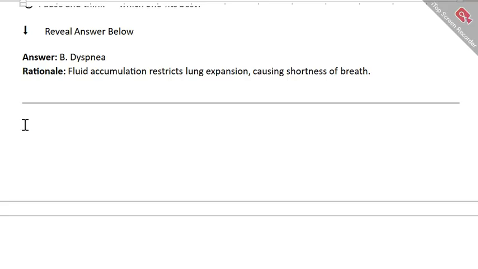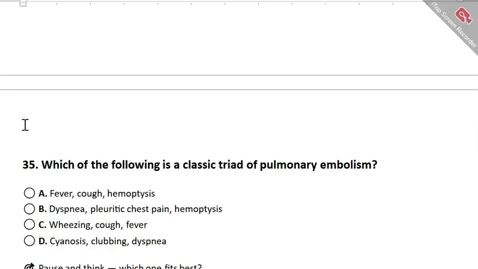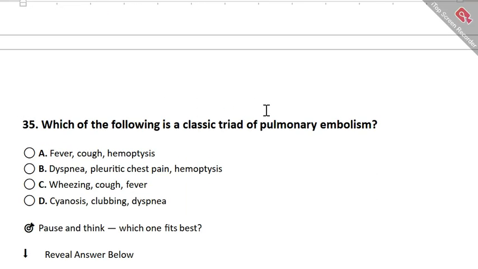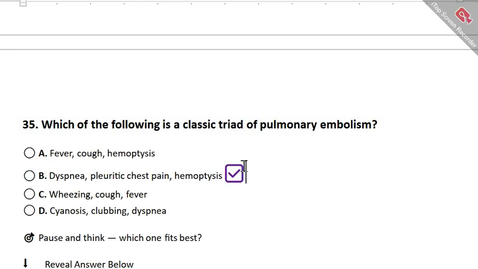Question number 35. Which of the following is a classic triad of pulmonary embolism? In this scenario, the correct option is option B, dyspnea, pleuritic chest pain, and hemoptysis.